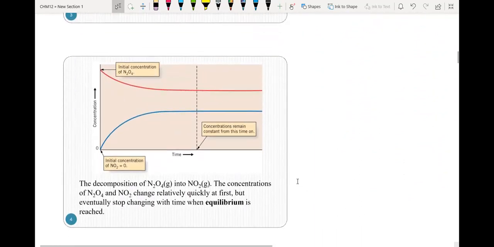This one is a graph of concentration against time and shows the behavior of chemical equilibrium. In chemistry, we use graphs to represent certain behaviors. It is very important to understand and to learn how to analyze graphs. So I will go through this one to help you understand the meaning of this graph.